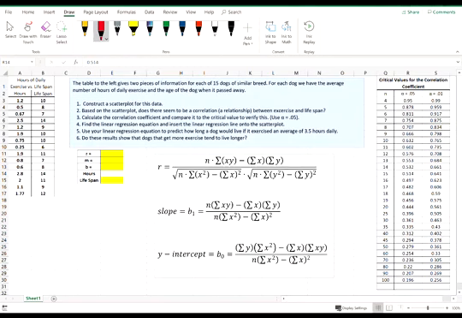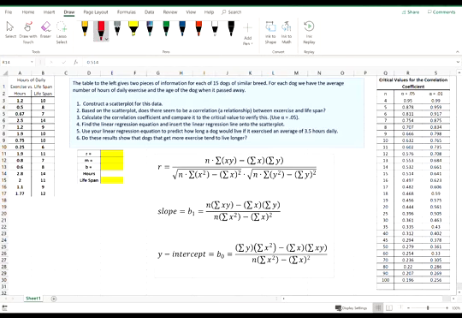The table to the left gives two pieces of information for each of 15 dogs of similar breed. For each dog, the two pieces of information are the average number of hours of daily exercise the dog had when it was alive and the age of the dog when it passed away. So the goal of this exercise is to, one, determine is there a relationship between these two things, and two, if there is a relationship, use that relationship to predict something else.